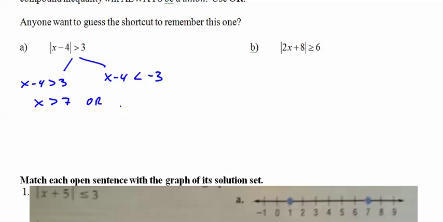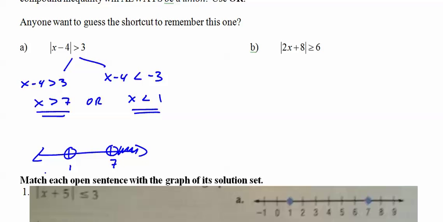or plus 4, x is less than 1. So, number line it. And we're looking at negative infinity to 1, union 7 to infinity. Either one works. 3 answers there, they're all good.